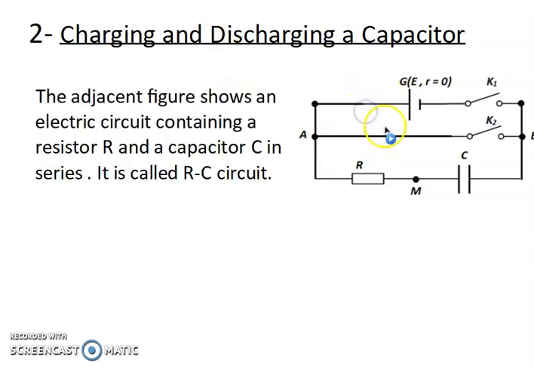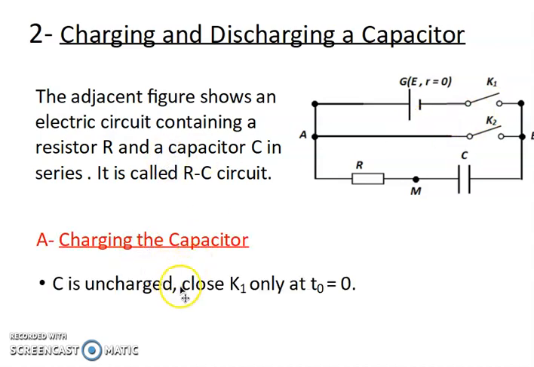This is our circuit. We have a DC generator here, with negligible internal resistance, and when we wanted to study the charging of this capacitor, we just closed switch K1. Clear? Now we are going to study the discharging of the capacitor.